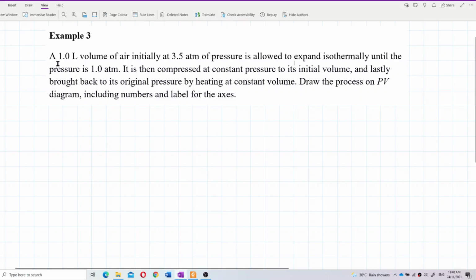Okay, a 1 liter volume of air initially at 3.5 atmospheres of pressure is allowed to expand isothermally until the pressure is 1 atmosphere. It is then compressed at constant pressure to its initial volume and lastly brought back to its original pressure by heating at constant volume. Draw the process on a pressure volume diagram including numbers and labels for the axes.